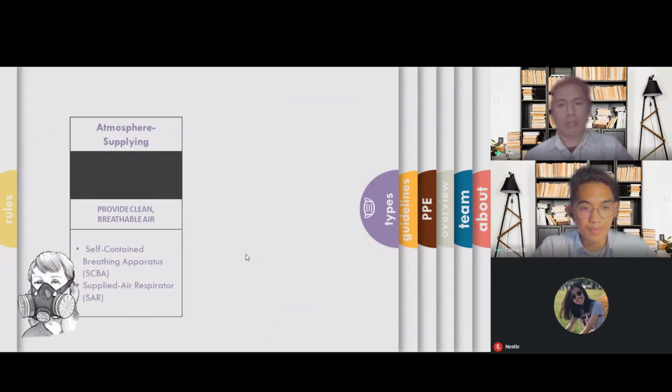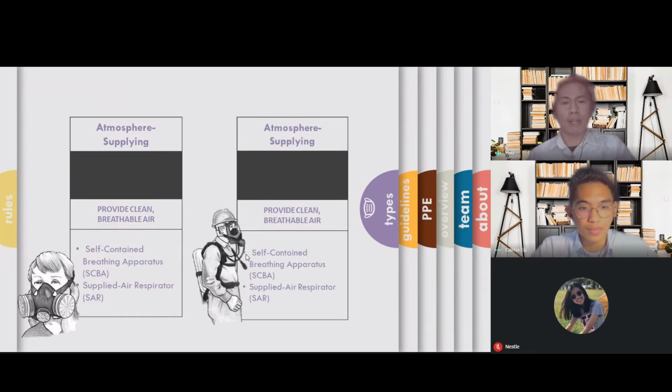So dito, sabi nga ni LG, it is used to protect an individual wearer against sa pag-inhale ng hazardous substances sa workplace. So dito nakalagay atmosphere supplying. It provides clean air and breathable air. So yung una natin is self-contained breathing apparatus or SCBA. Nakikita natin siya sa mga taong nag-spray paint and may mga can paints.